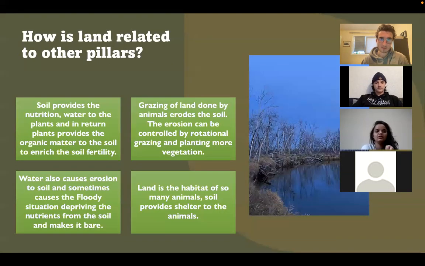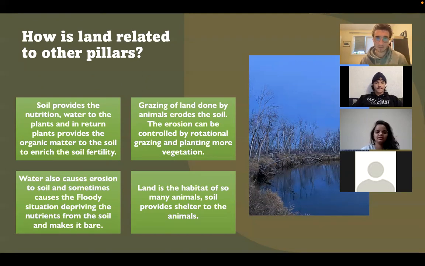Now coming on to how land is related to other pillars. Soil is a medium of plant growth. It has water and nutrients stored in it that are used by the plants for their growth and development. The dead plants, leaves, etc., on decaying provide organic matter to the soil. The organic matter is enriched in nutrients and improves the soil structure, texture, and also the water holding capacity.